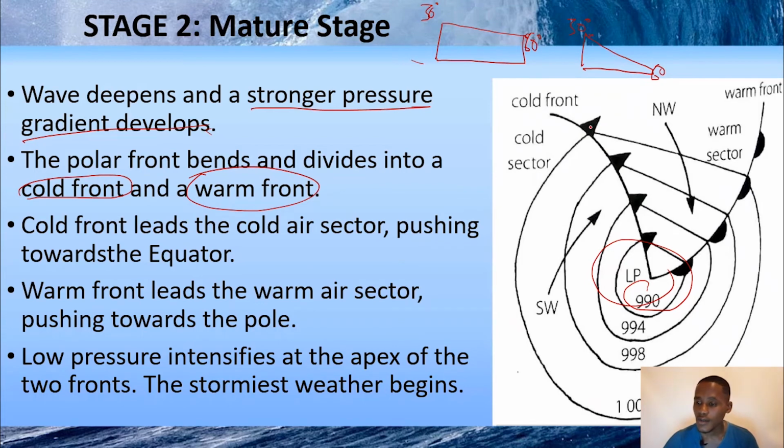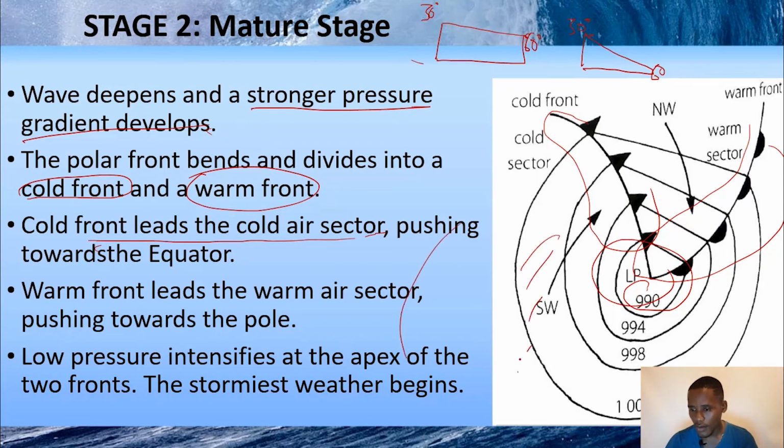Right, now the polar front, guys, bends and divides into two fronts, a cold front and a warm front. As you can see, we've got a cold front and we've got a warm front. Now the cold front, as I explained before, leads the cold air sector. Here we've got cold air. The warm front leads the warm air sector. This one is pushing upwards towards the equator, this one is pushing downwards towards the poles.